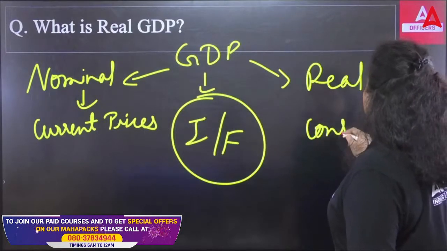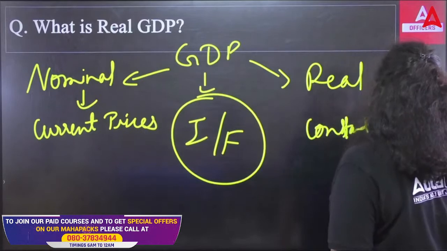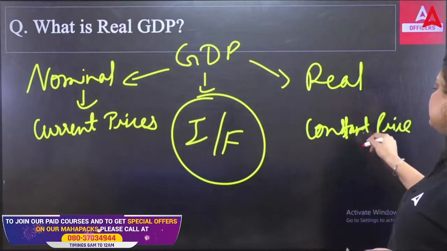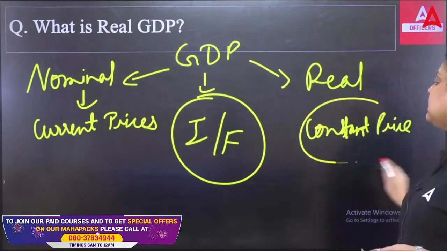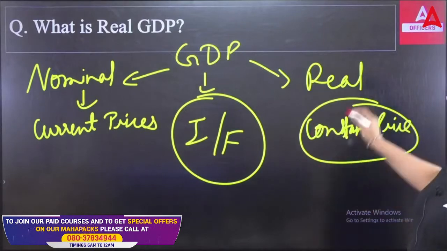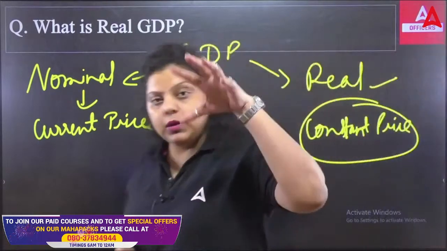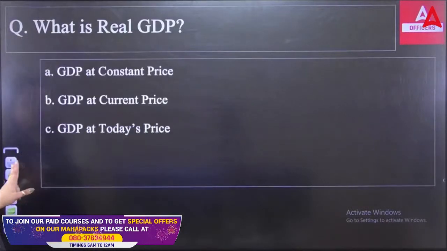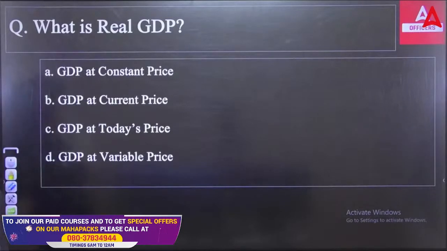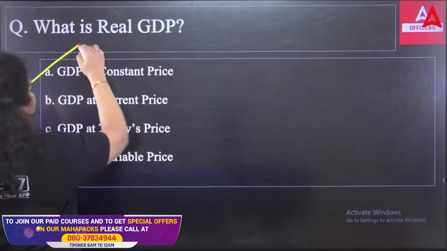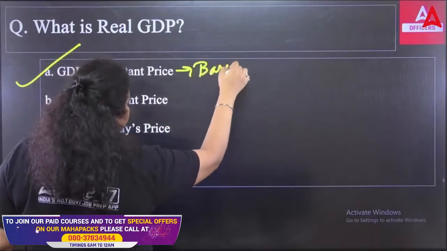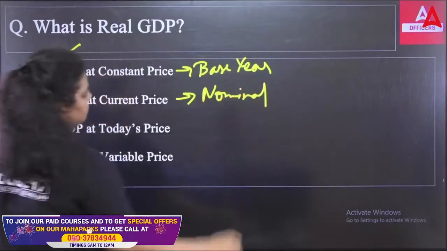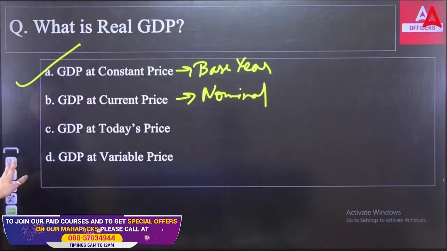It will be calculated on the constant price. Constant price means you will be comparing the prices of goods and services with the base year. So when you compare the prices of the current financial year with the base year, that's real GDP. And when you calculate the GDP only on current prices, that's your nominal GDP. Okay, so in nominal, comparison is not required, but in real, the comparison will be required. So the real GDP is what? GDP at constant price. Constant price will be compared with the base year. Current price will be nominal. Okay, so the right answer will be A option.